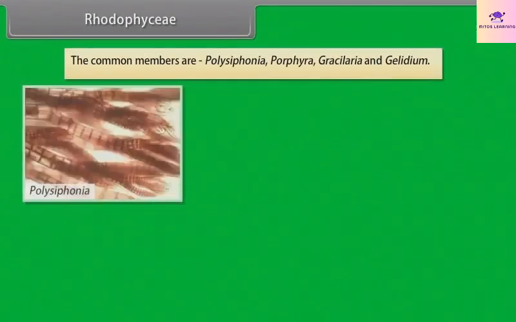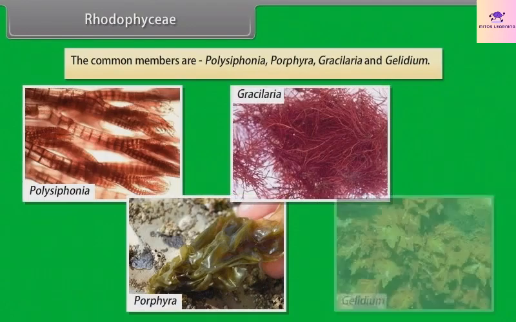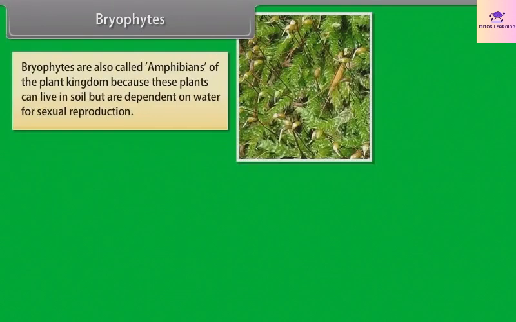The common members are Polysiphonia, Porphyra, Gracilaria, and Gelidium. Bryophytes. Bryophytes are also called amphibians of the plant kingdom because these plants can live in soil but are dependent on water for sexual reproduction.